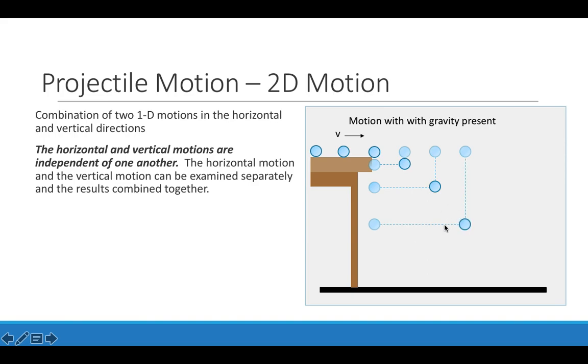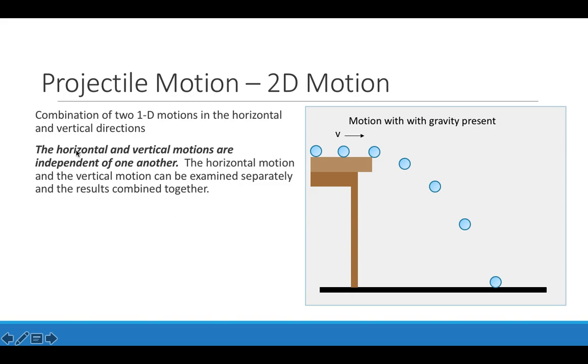So basically, I'm combining horizontal motion with constant velocity, covering the same distance every second, with motion in the vertical, where the object increases distance every second as it falls. So if I take away those two independent horizontal and vertical motions, I get the actual motion of the projectile, which has a curve associated with it.